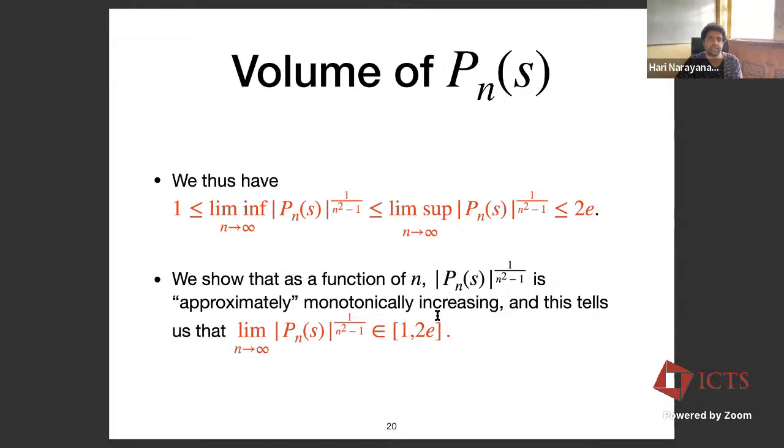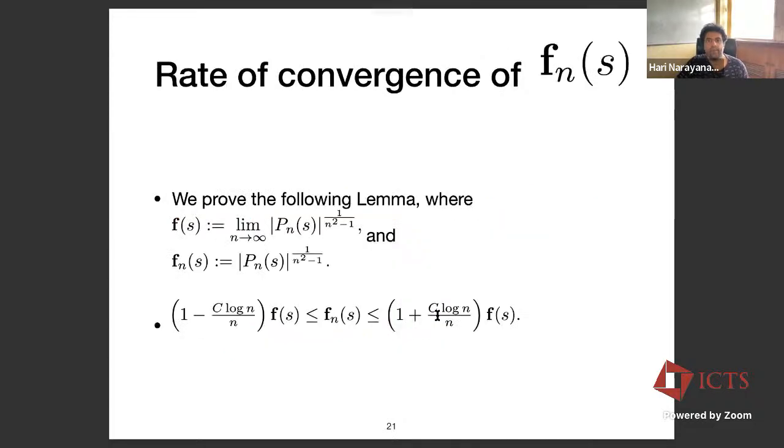And once you get that, then we get that this limit as n tends to infinity of Pn of s to the 1 by n squared minus 1, which is f of s, belongs to [1, e]. So it lies inside this interval. And we also get some rates of convergence, which are actually useful in some context for us.